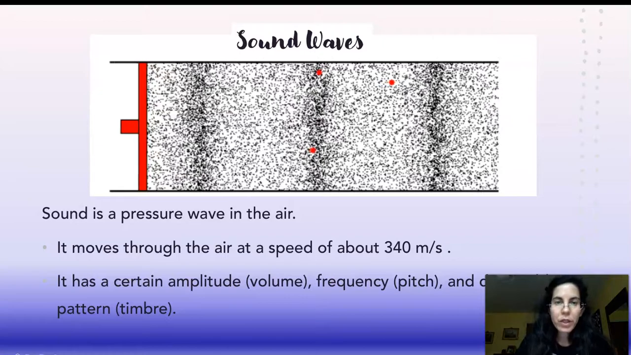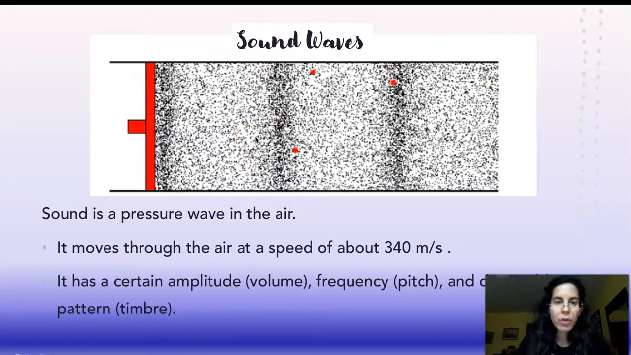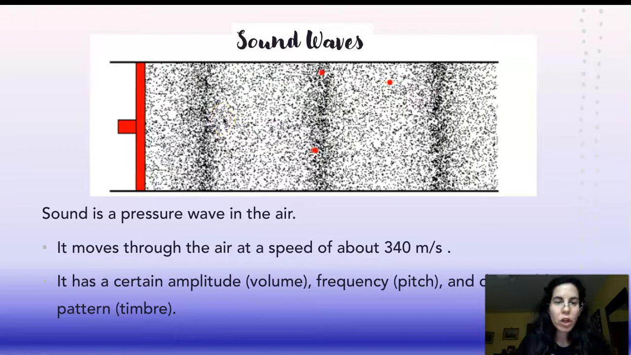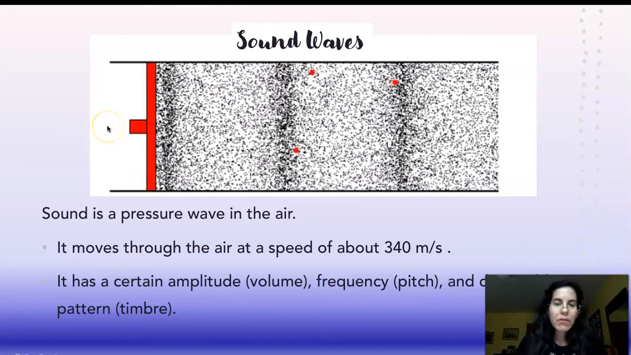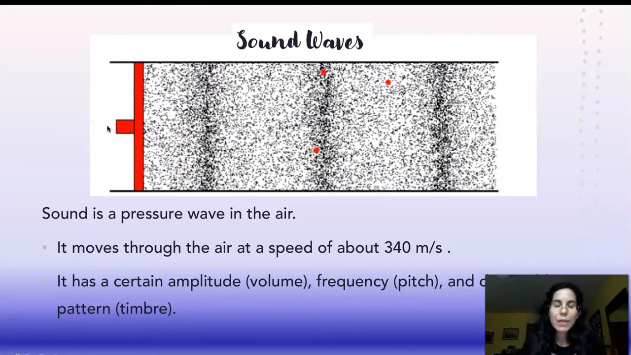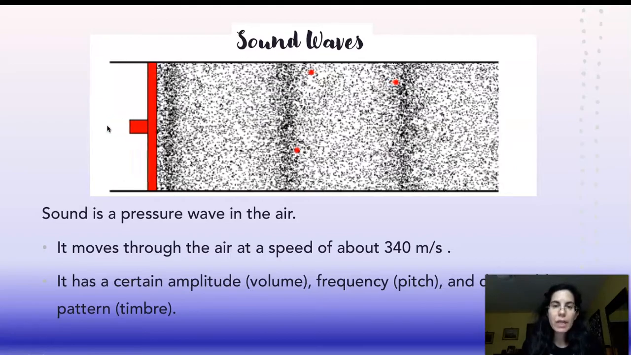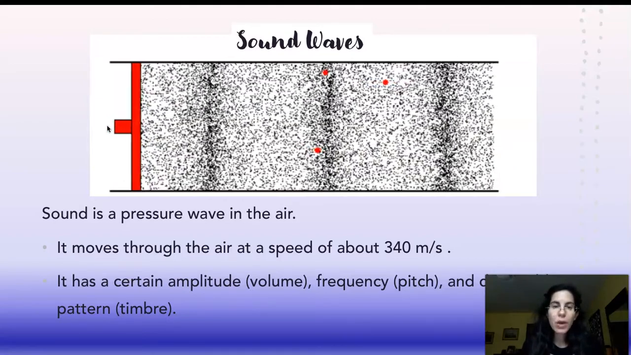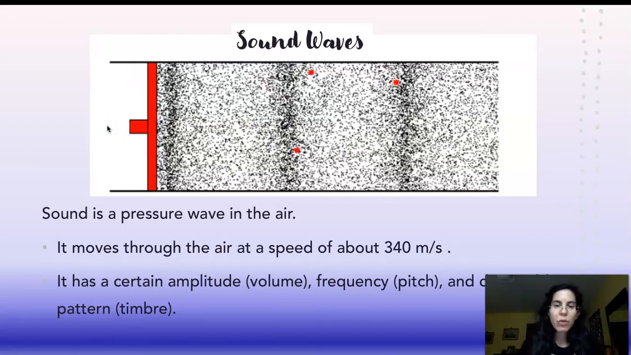Sound is a pressure wave in the air. It has crests, which are high pressure. It has troughs, which are low pressure. It moves through the air at a speed of about 340 meters per second, depending on air conditions, the temperature and the humidity. It can go as low as 333 or 334, or as high as 345.